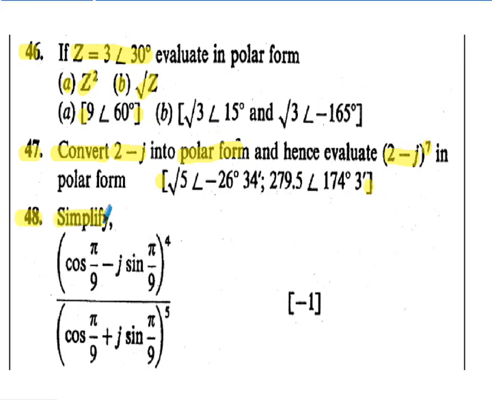Question 48, we're asked to simplify the following: cos of pi upon 9 minus j sine pi upon 9, all raised to the power of 4, and that's all divided by cos pi upon 9 plus j sine pi upon 9 to the power of 5. What I suggest we do here is evaluate the numerator and denominator in terms of Cartesian form, then convert them into polar form, apply DeMoivre's theorem to raise the numerator to the power of 4 and the denominator to the power of 5, and then look for simplification using polar form division. Solution should be negative 1.